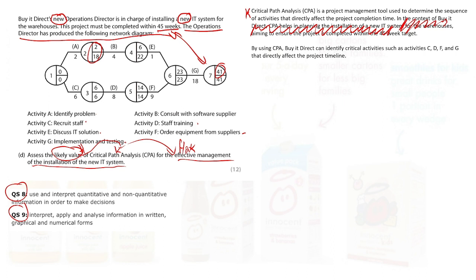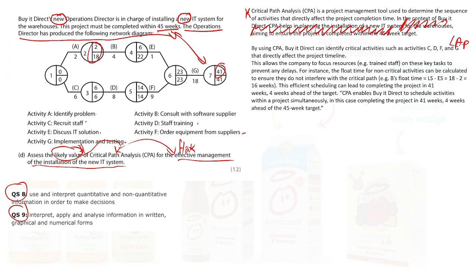Using CPA, Buy It Direct can identify critical activities such as those that directly affect the project timeline. It's sort of a repeat of the definition, but we do have a little bit of application. I'm going to put LAP next to that, not for little, but limited. It's sort of there, but I'm starting to use the data. Then we're looking for those extended chains of argument, and because we all love a little bit of cheeky maths, I thought I'd put 2 calculations in one paragraph for you. This allows the company to focus resources.